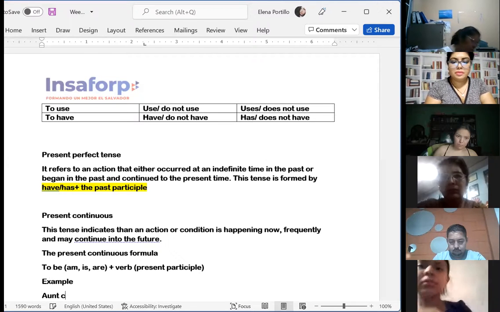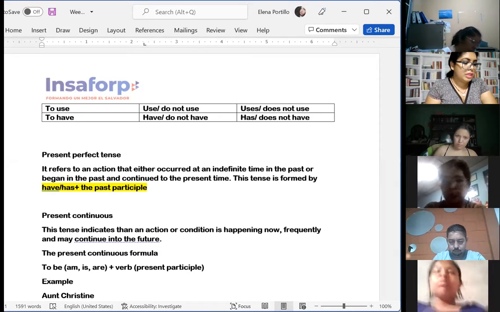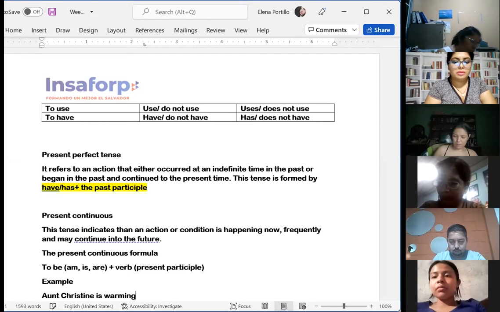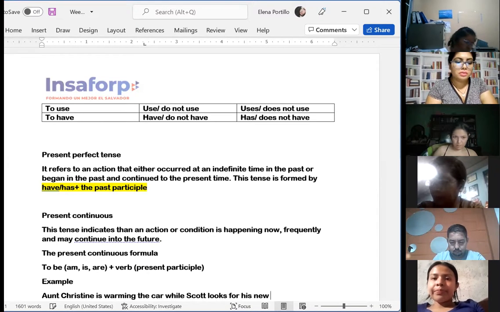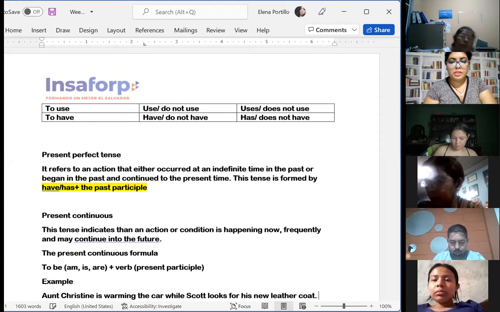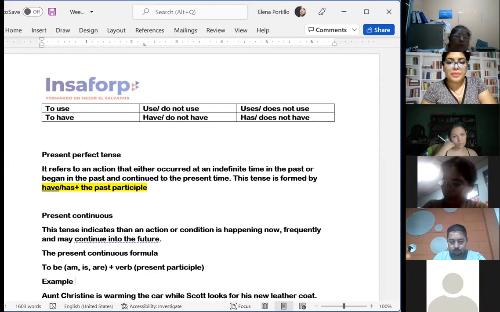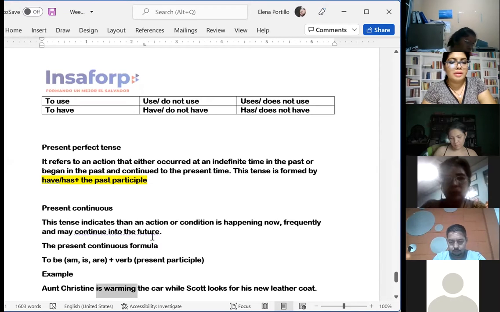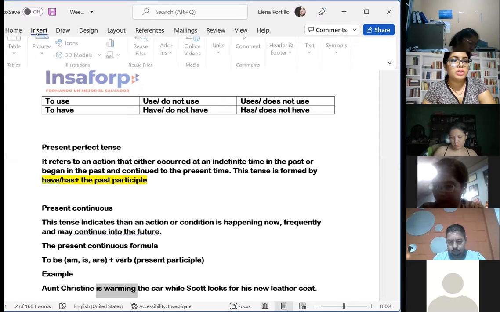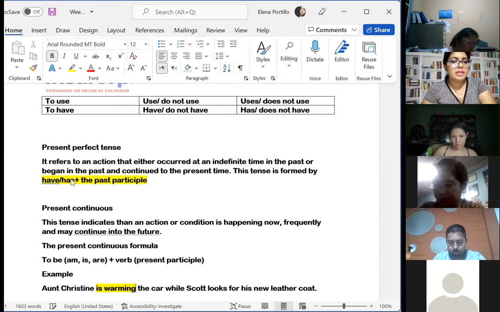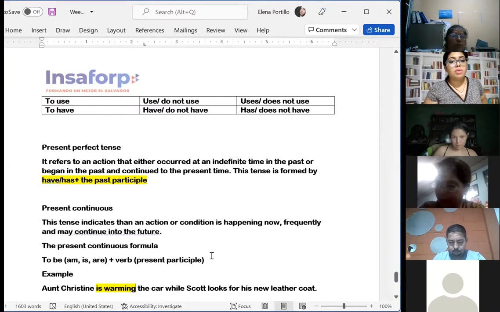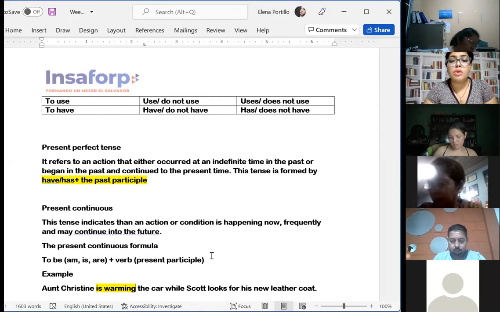Aunt Christine is warming the car while Scott looks for his new leather coat. So we have the example and we have the structure in this place. So we are going to mark this one, is warming. So this is the structure that we are going to use for this tense in present. So it says, Aunt Christine is warming the car while Scott looks for his new leather coat. La tía Cristina está calentando, ¿verdad? El auto mientras Scott busca su abrigo, su nuevo abrigo de cuero.